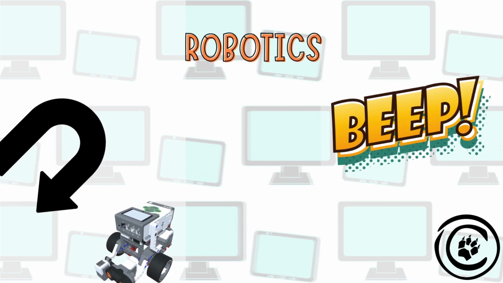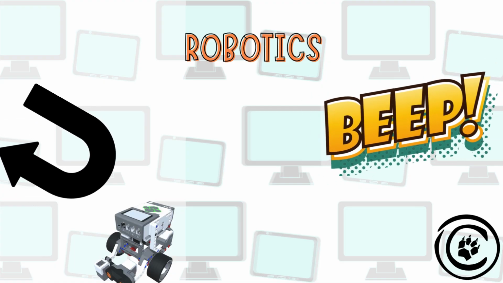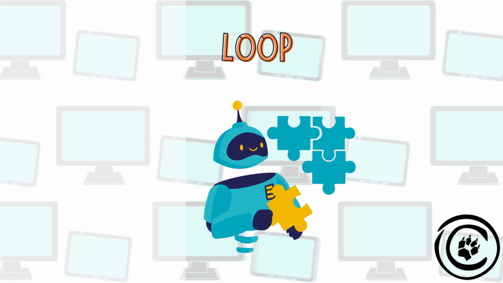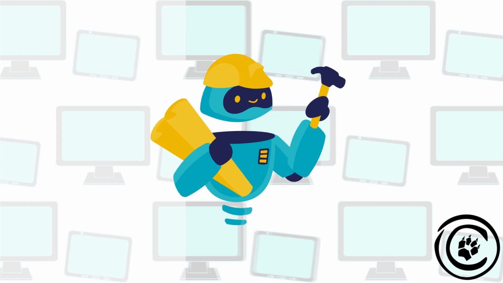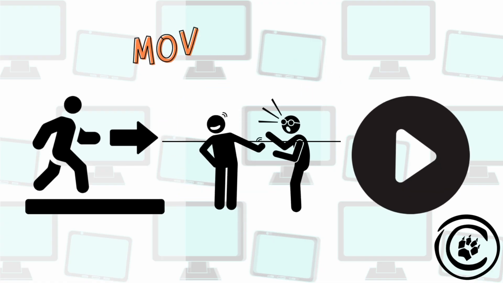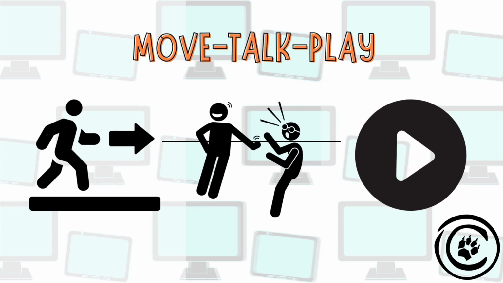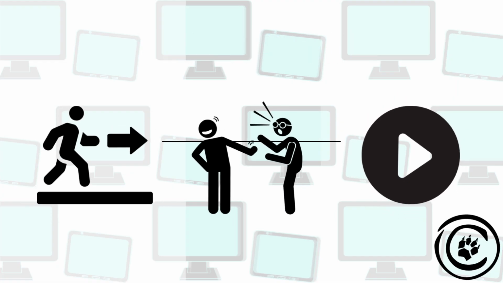In robotics, loops tell robots to repeat actions, like turning, moving, or beeping. Instead of pressing a button each time, we give the robot a loop, and it just keeps going until it finishes the job. That's why loops are so important. They help us code things that move, talk, and play again and again, just the way we want.